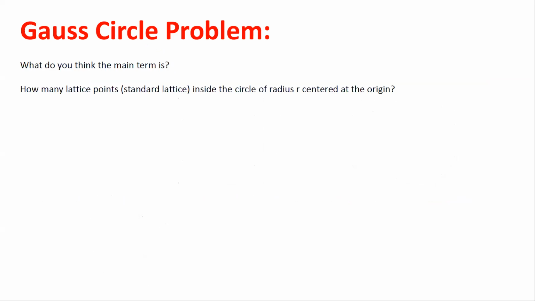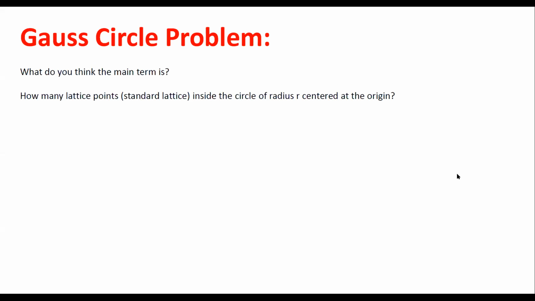So here is the first question. What do you think the main term is? In other words, how many lattice points in the standard lattice do you think are inside the circle of radius r centered at the origin? Should be order r squared. Okay, so can you do better than order r squared? Well, we'd expect about 1 point per square unit, probably.